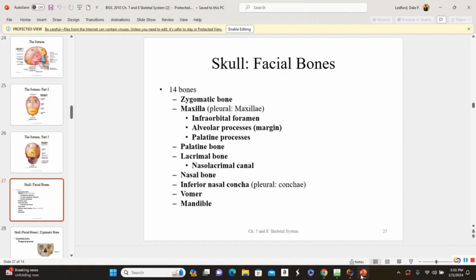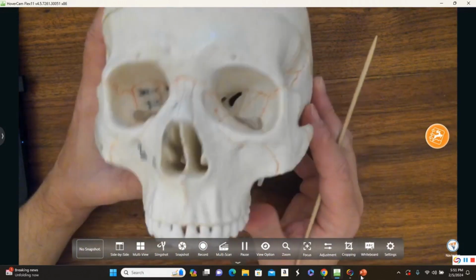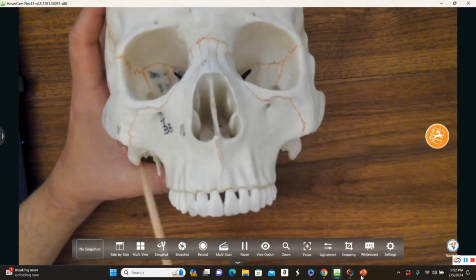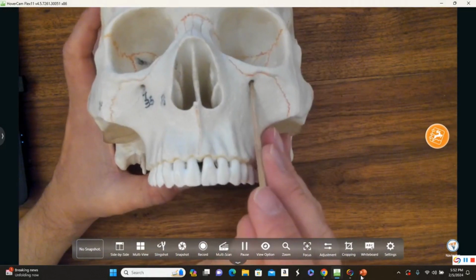Now, there's an infraorbital foramen. This means it's below the eye orbit. Infraorbital: below the eye orbit. A hole below the eye orbit. Right here, there's a hole below the eye orbit, there and there.